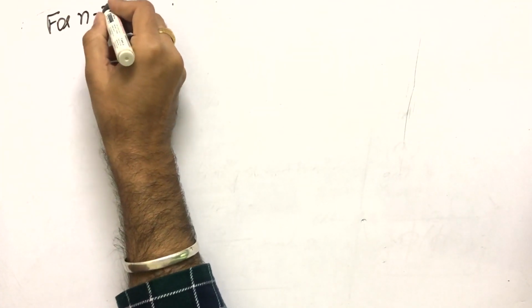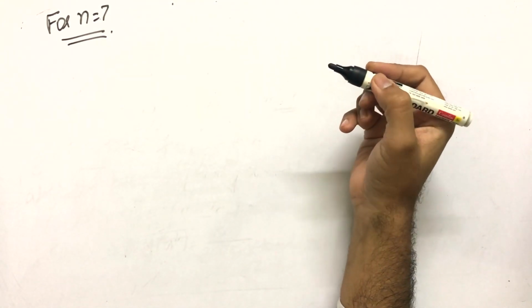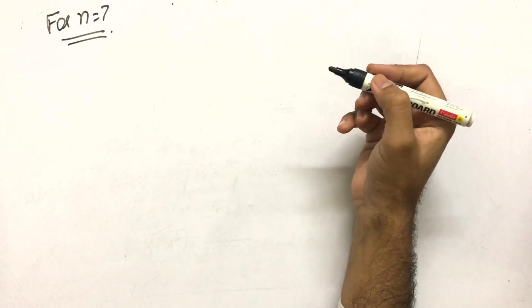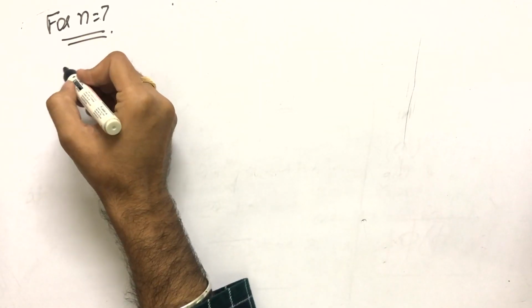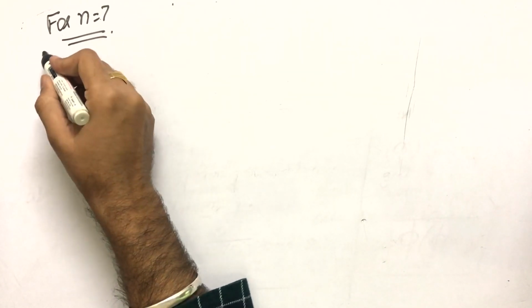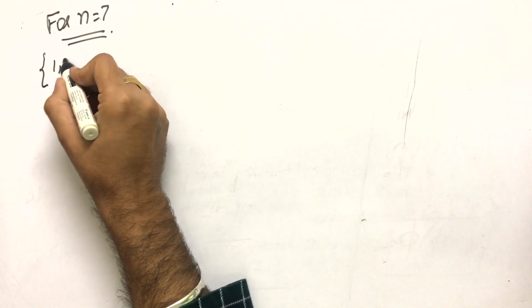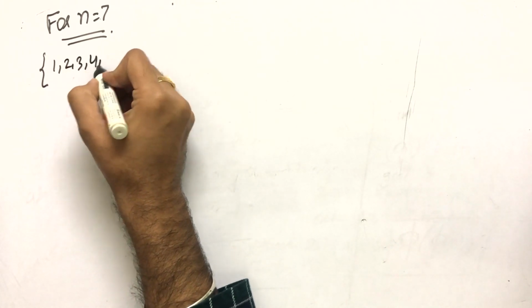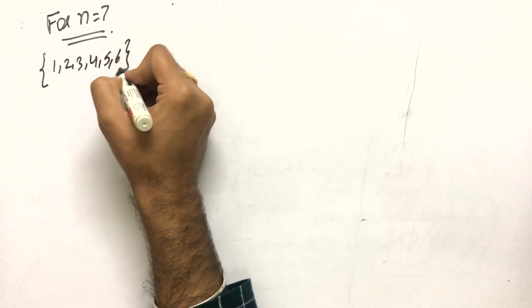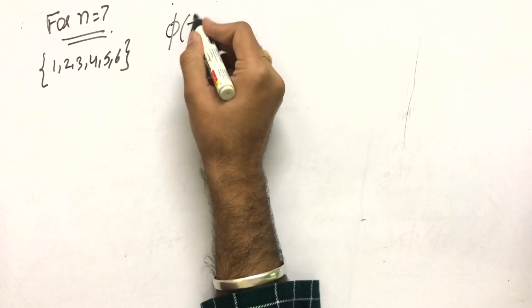For n is equal to 7, the question is to find all the primitive roots of 7. For this, first of all, we write those numbers which are relatively prime to 7. As 7 is a prime, all the numbers less than 7, 1, 2, 3, 4, 5, 6 are relatively prime to 7. And how much is phi of 7?